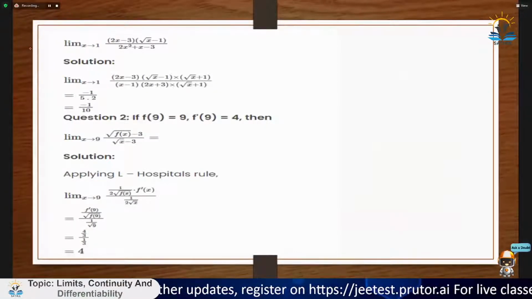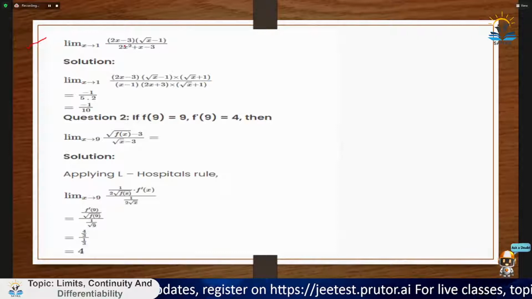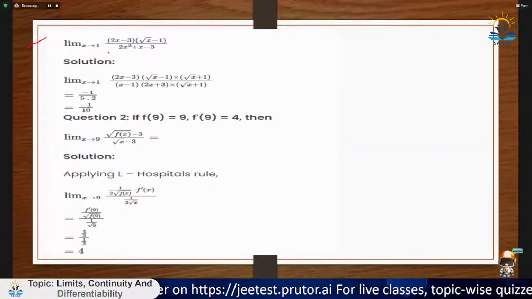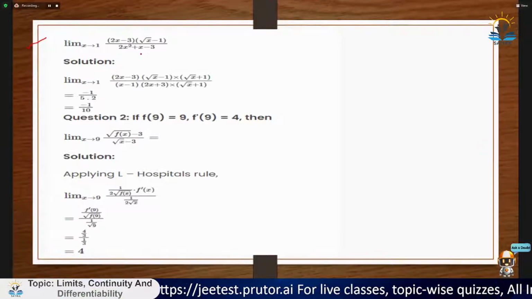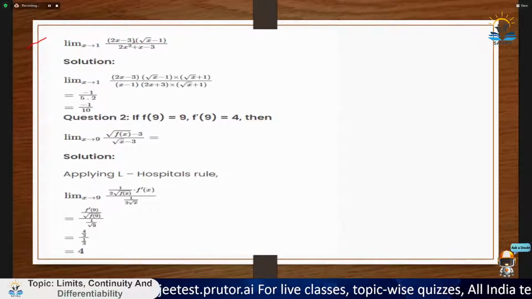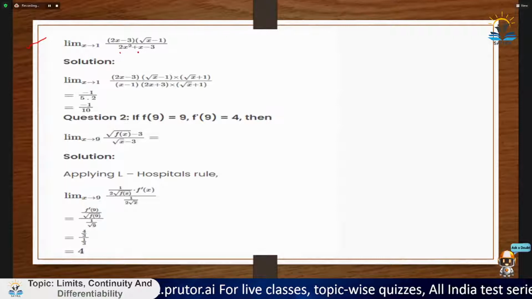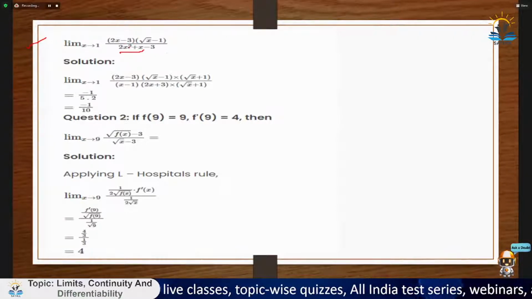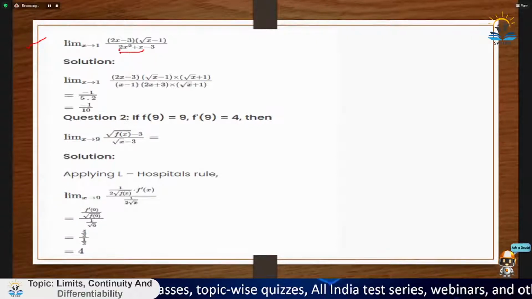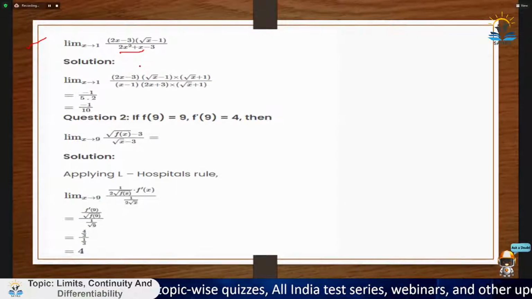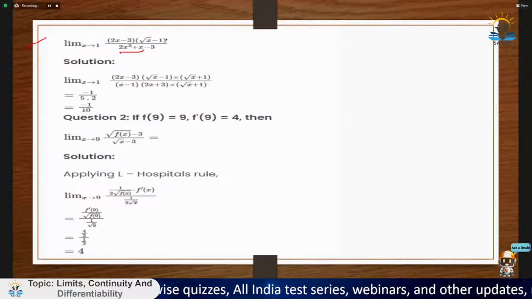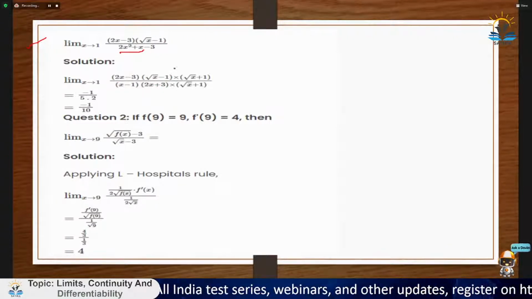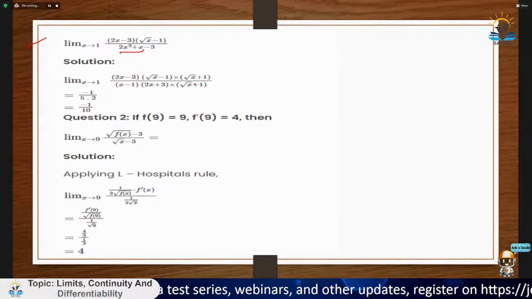Okay. So moving on to this question, limit of x tending to 1, (2x minus 3) multiplied by root of (x minus 1) upon (2x square plus x minus 3). So how to solve it? Just do one thing. Make the factors of the denominator 2x square plus x minus 3. You can do it like this: firstly make its factors, it will be (x minus 1) into (2x plus 3), and then multiply it by root x plus 1 upon root x plus 1.